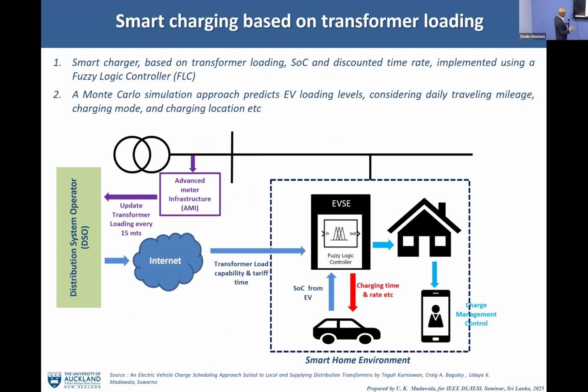So this is a system level approach and how we can do that. We keep looking at the transformer for the loading conditions, and then we can do some smart charging. By doing the smart charging, even if we have much higher penetration, we can still use the system. So this is what we did, and this is how we charge with some incentives. I'll just show you some results.